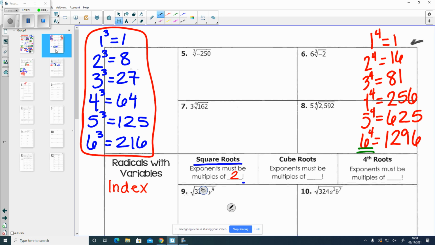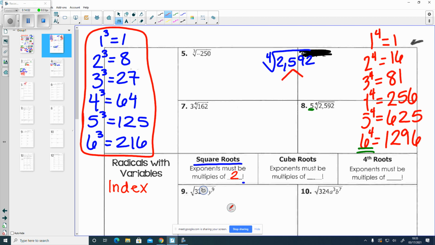Okay. So number 8, we have this 5 on the outside, so don't forget to use that later. I'm going to need room, so I'm just going to cross it out. Okay, so we're going to save the 5 for later. We are going to do a 4th root of 2,592. This is why we're not doing 5th and 6th roots today, because they get high quick, okay?